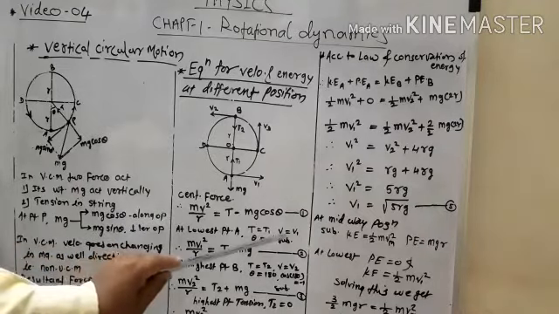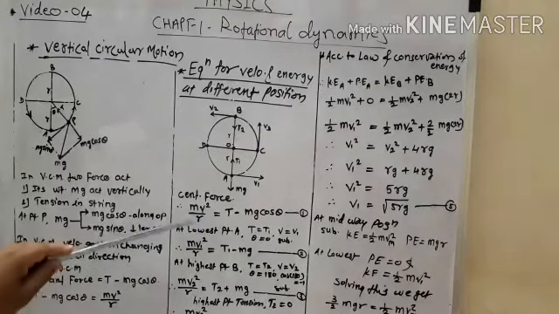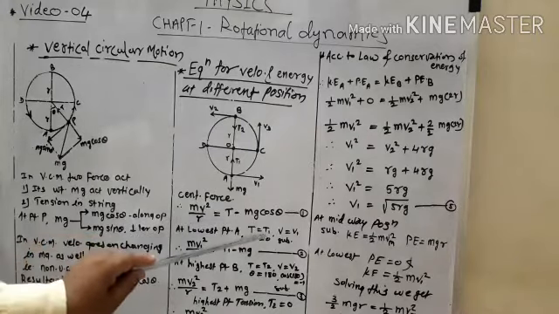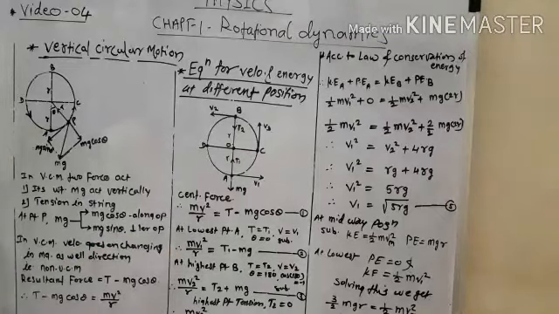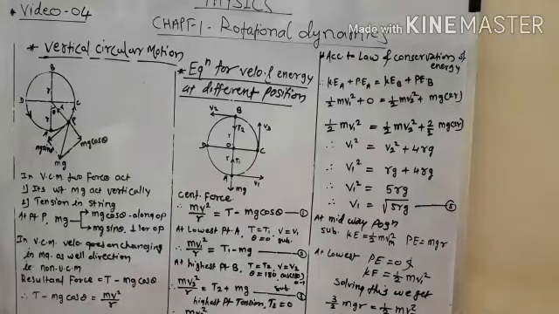Substituting all these values in equation number 1, T is equal to T1, V is equal to V1, and theta is equal to 0, we get mv1 square upon r is equal to T1 minus mg cos 0. We know that the value of cos 0 is equal to 1, therefore T1 minus mg. This is equation number 2. It is very easy. So mv1 square upon r is equal to T1 minus mg.